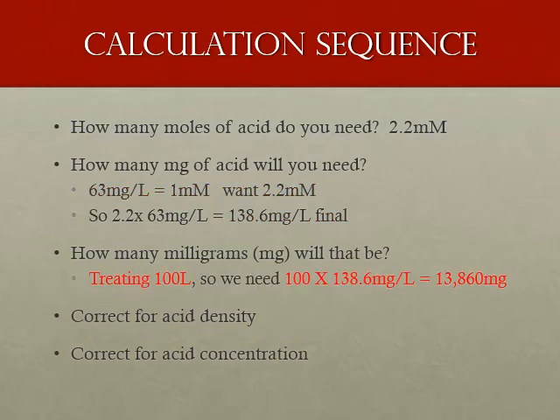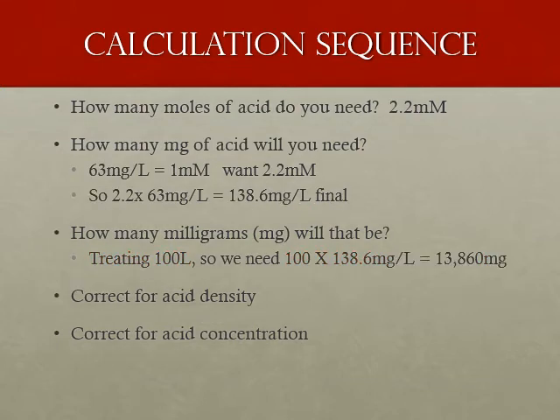Now, how big was the volume of water we're dealing with? If you looked at the first slide, it was 100 liters. So we're treating 100 liters. We just calculated milligrams per liter, which means for 100 liters, you have to multiply by 100, which gives us 13,860 milligrams of nitric acid. So that's how much we need in 100 liters. How do we get that? Let's look at the next step, density. This acid density helps us arrive at how many milligrams we'll get for every milliliter we pull out of the acid solution.